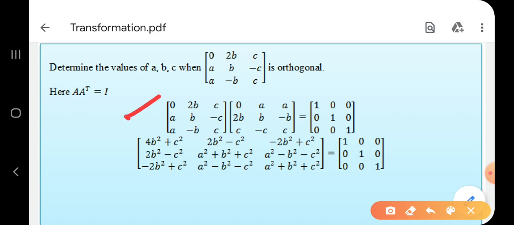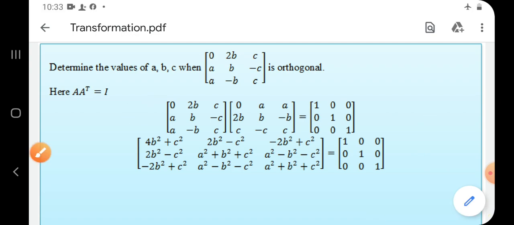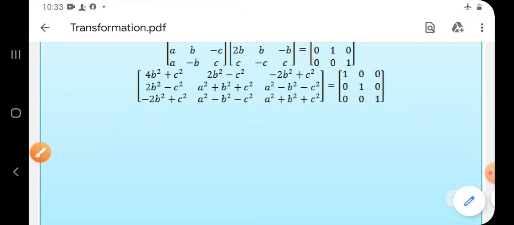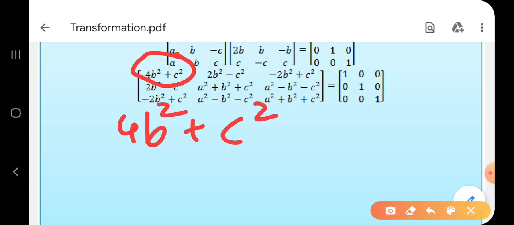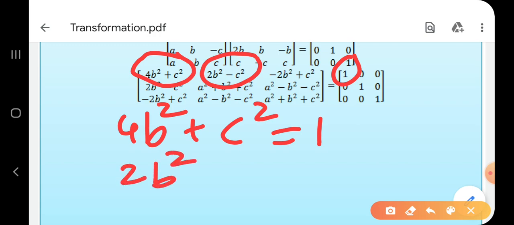Right? Now, how to solve it? That I will tell you. How to find values of a, b, c. For that, what you have to do? Just you have to equate. Here, my first value is 4b square plus c square is equal to 1. Correct. Second value, 2b square minus c square is equal to 0 here. Second value is 0. Understood?